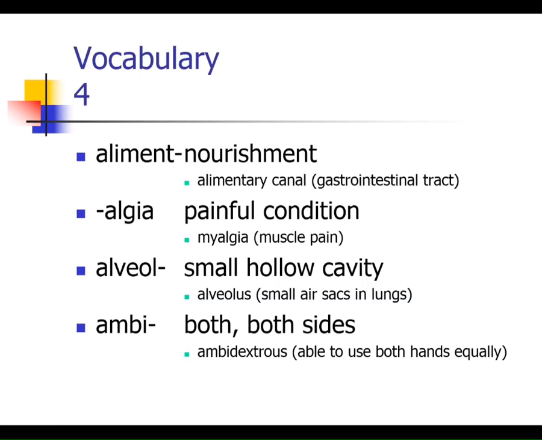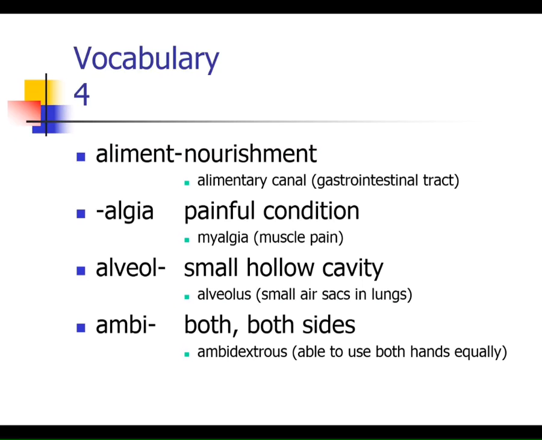Alveole, in your lungs there are these little air sacs called alveoli. They're these little tiny hollow cavities. Another term, alveolus, is also the space in your jawbone where your teeth are. So that's also an alveolus, where the tooth fits into the socket, into the space. And then ambi, like ambidextrous, meaning something on both sides.